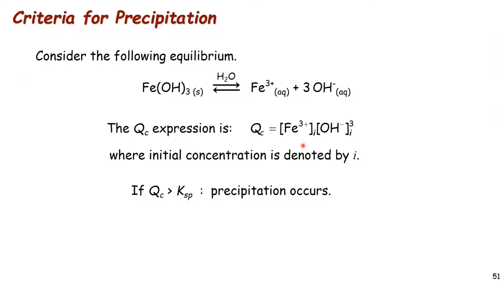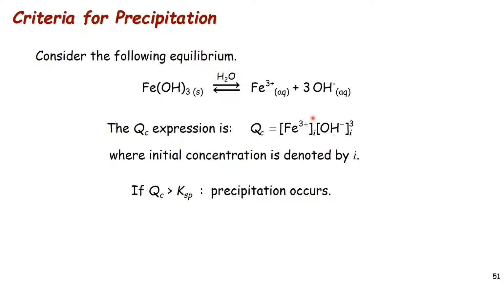Now, if QC is greater than KSP, you've got to think about this, right? If Q is greater than K, do I have too many or too few products? Too many, right? Again, it's products over reactants. In this case, the reactants don't appear, but it's products over reactants. So if Q is too big, that means I have too many products.